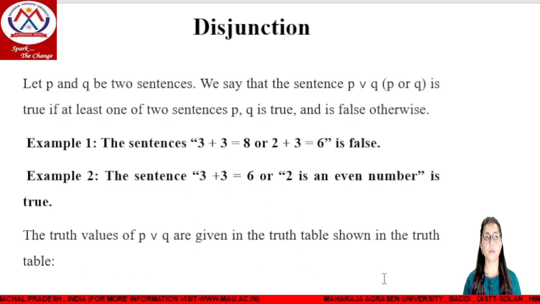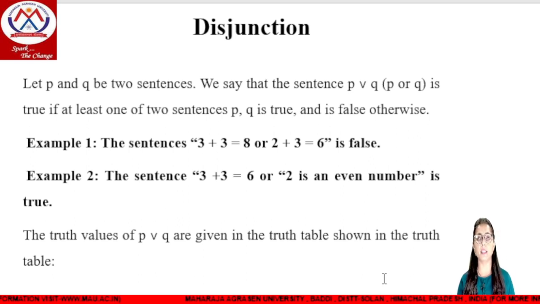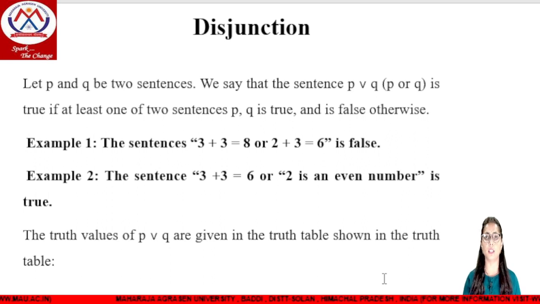Next we have the next logical operator, that is disjunction. Again let P and Q be the two sentences. We say that the sentence P or Q, the symbol between P and Q stands for disjunction, looking like a V. P or Q is true if at least one of the two sentences P, Q is true, and is false otherwise. Again we have some examples.